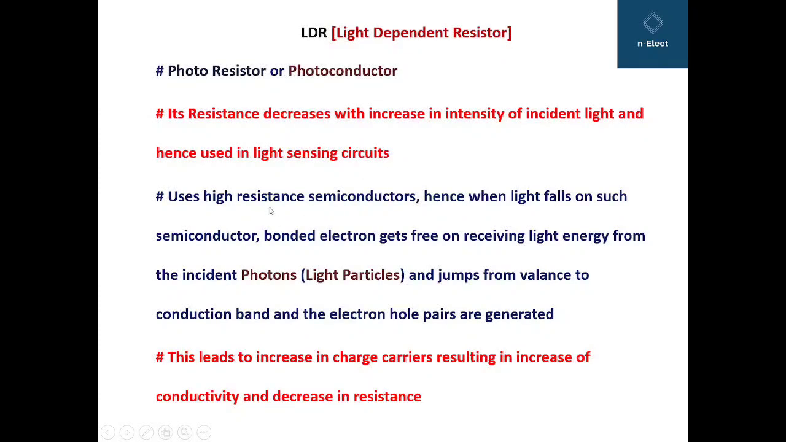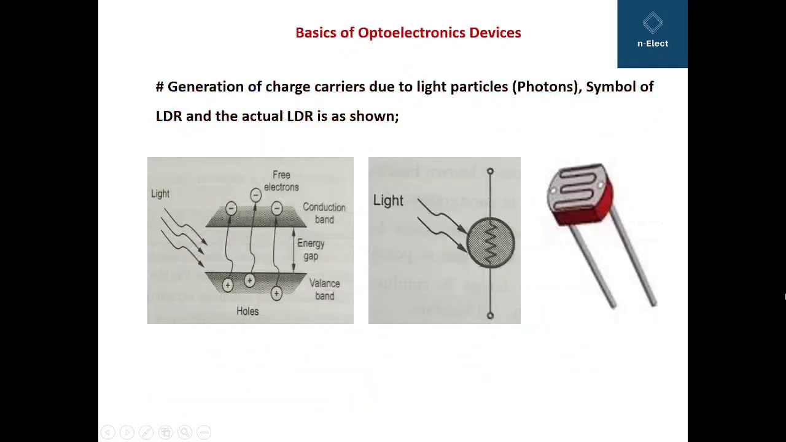Basically it uses high resistance semiconductors, and hence when light falls on such semiconductors, bonded electrons get free on receiving light energy from the incident photons, that is light particles, and jump from the valence band to the conduction band, and electron hole pairs are generated. It results in increase in charge carriers and naturally will result in increase of conductivity, which will decrease the resistance. Generation of charge carriers is due to light particles, that is photons.